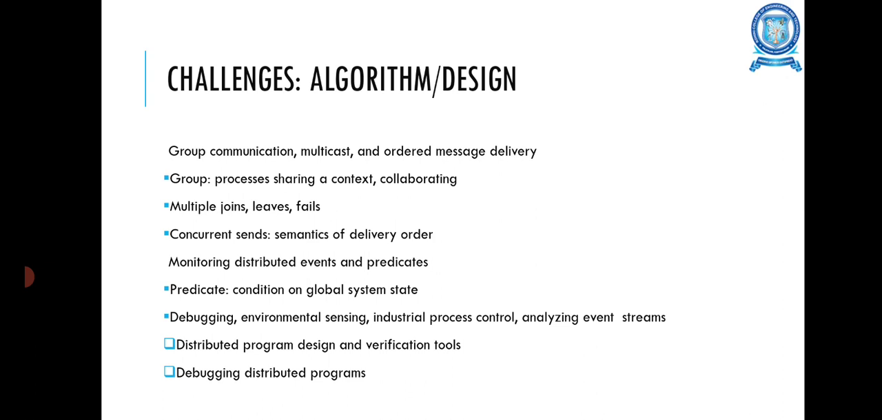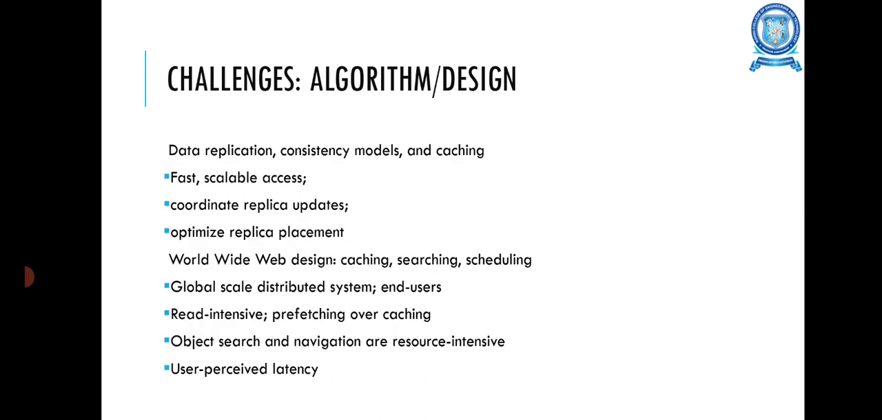The next one is debugging: environmental sensing, industrial process control, analyzing event streams. The next one is distributed program design and verification tools, debugging distributed programs. Then data replication, consistency models and caching. It includes fast scalable access, coordinated replica update, optimized replica placement. Then the next one is worldwide web design. That means WWW design includes global scale distributed system, read intensive, object search, then user perceived latency.